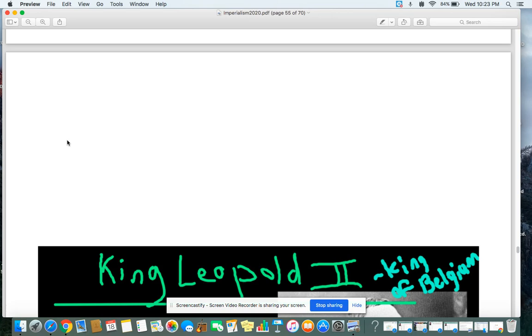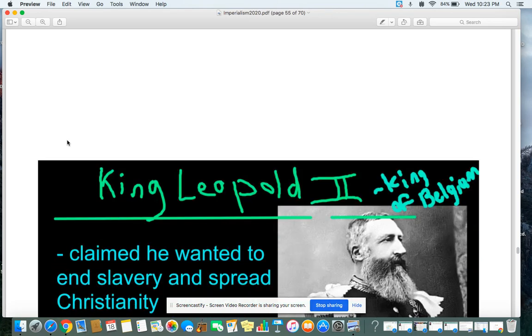So King Leopold II was the king of Belgium. The thing about him, and there he is with his luxurious beard that he supposedly put a plastic bag or a bag around anytime he went to the ocean. He was paranoid about it. But he claimed he wanted to end slavery and spread Christianity. Hey, that sounds nice, right? But supposedly that was just a front so that he could do something else.